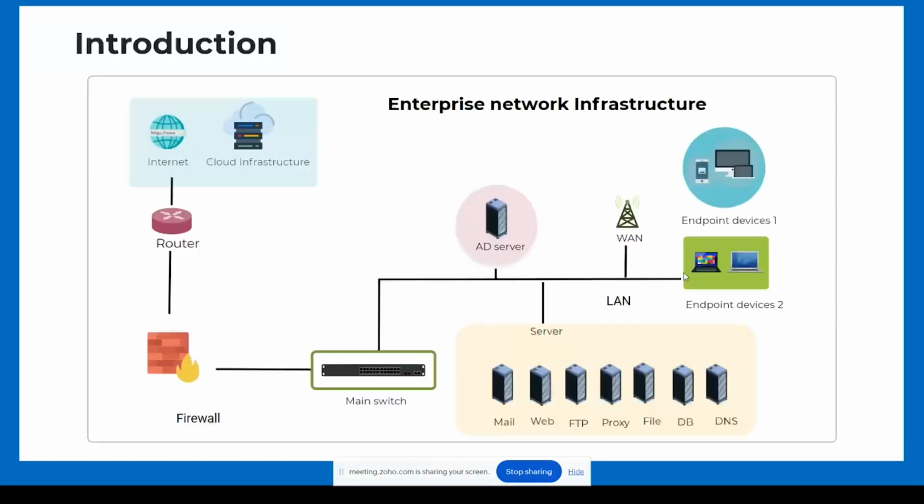So, as shown on the screen, we have a typical network infrastructure consisting of a router, WAN, LAN, and multiple endpoint devices that are connected to the WAN and LAN networks. Additionally, we also have an on-premise server like the Active Directory server, which manages access to various network resources. So at the heart of all of this is the firewall, which acts as a gatekeeper.